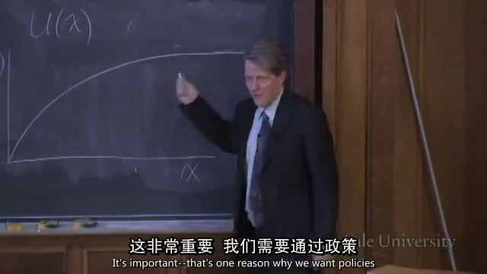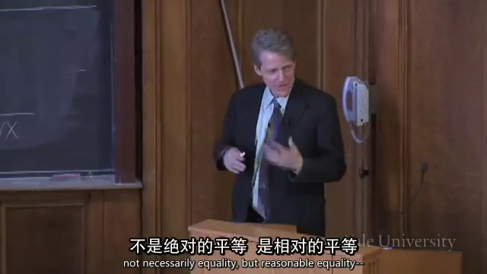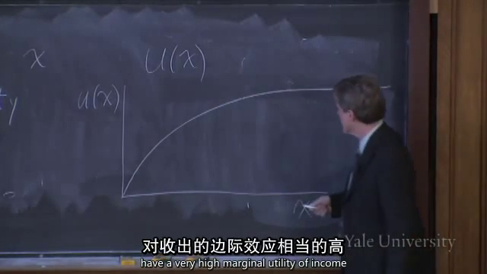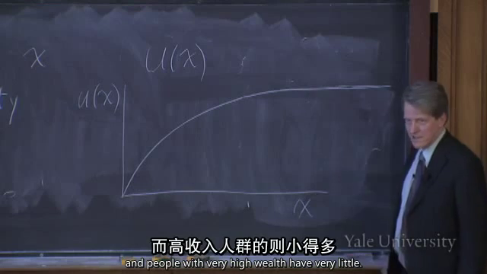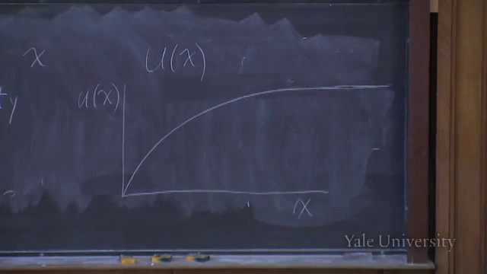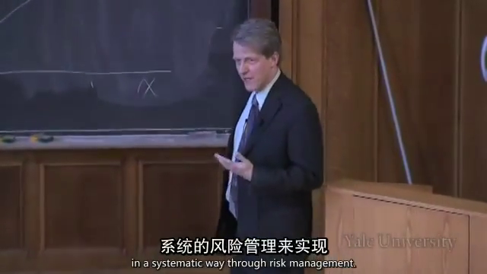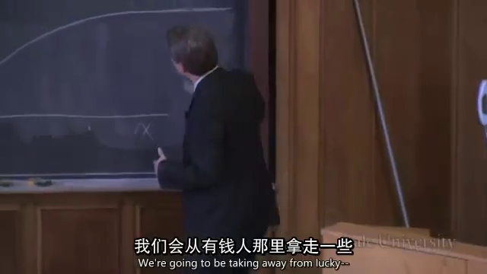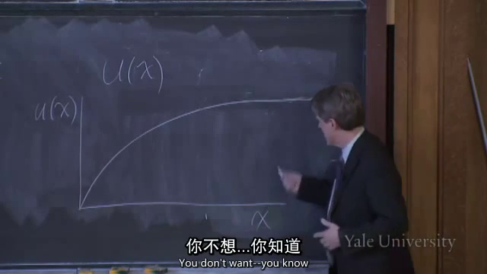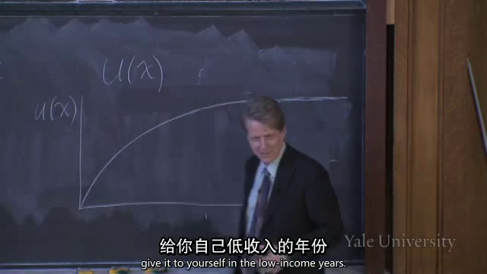So it's important. That's one reason why we want policies that encourage equality of incomes. Not necessarily equality, but reasonable equality, because people with very low wealth have a very high marginal utility of income, and people with very high wealth have very little. So if you take from the rich and give to the poor, you make people happier. But we're not going to do that in a Robin Hood way. In finance, we're going to do that in a systematic way through risk management. So we're going to be taking away from lucky people. You think of yourself as randomly on any point of this curve. You'd like to take money away from yourself in the high outcome years and give it to yourself in the low income years.